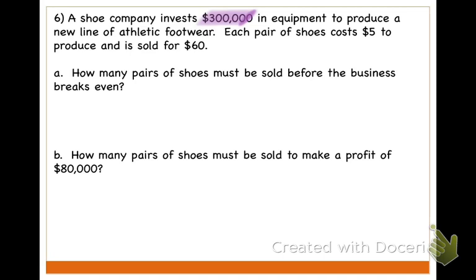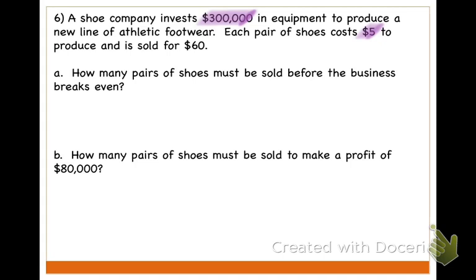And then the other part of the cost is this $5 per pair of shoes. That's going to change depending on the number of shoes that we sell. Like if you sold 10 pairs, then that's $50 in cost. If you sold 100 pairs, that's $500. So that's going to adjust a little bit depending on your number of shoes. But the $300,000, that's a fixed one. And then the selling price, that $60, is going to go into our revenue.